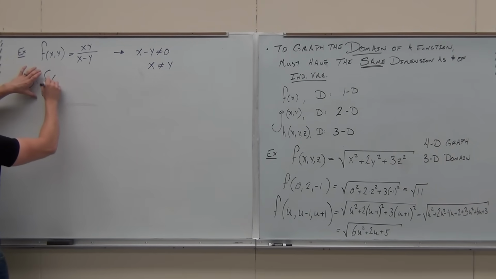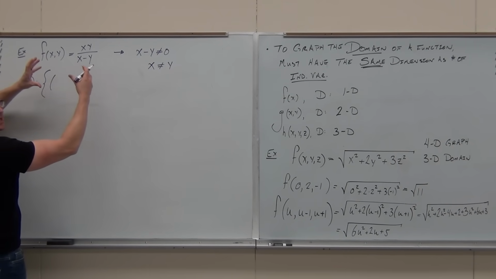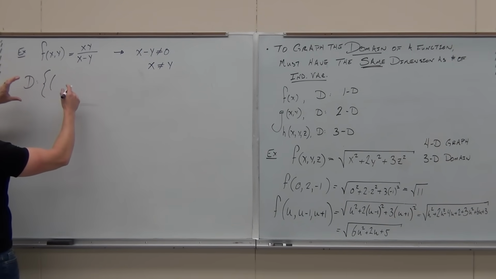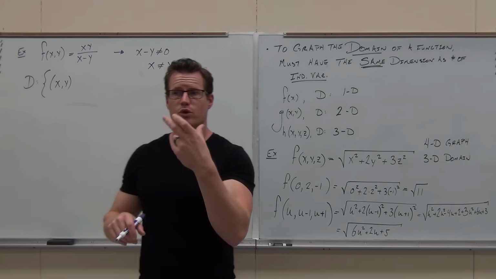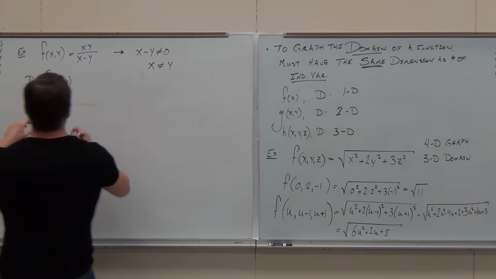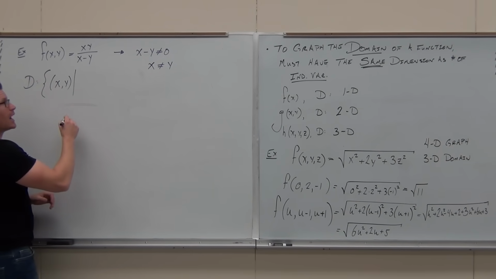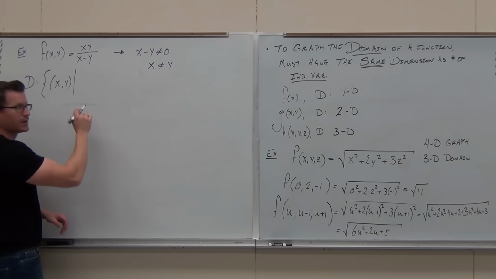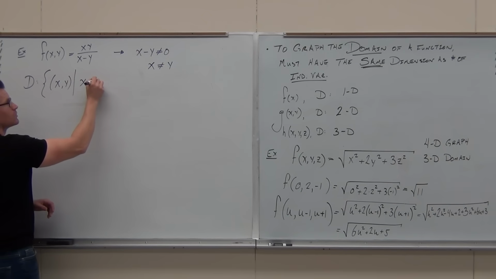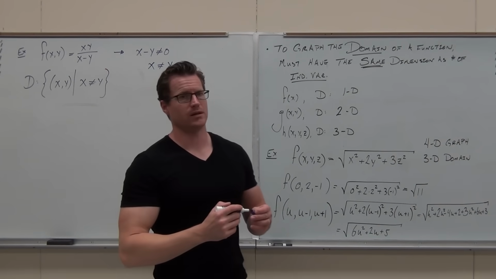So what are our inputs? What are our independent variables here? Every time we plug something in, it's an ordered pair. So the domain says, hey, you've got ordered pairs x, y. What can you let happen? Such that... what can you let happen? I can let anything happen, any ordered pair. The only exception I have right now is that x cannot equal y. That right there is the domain.